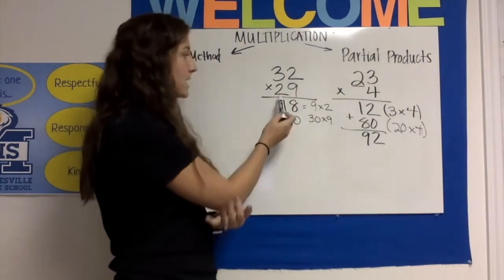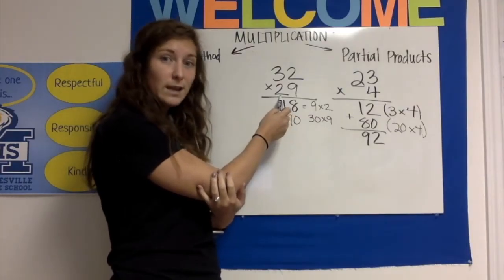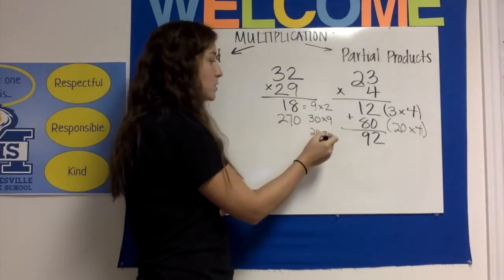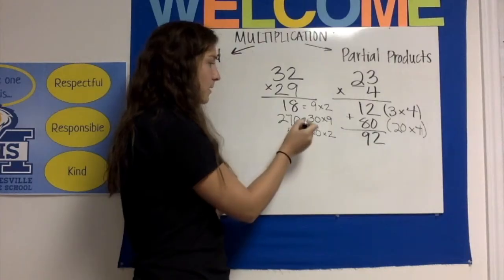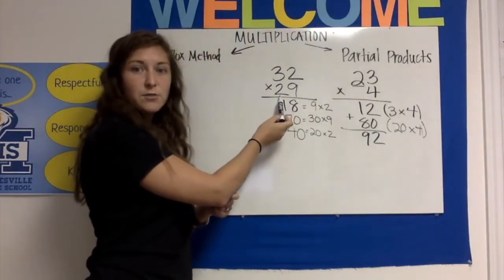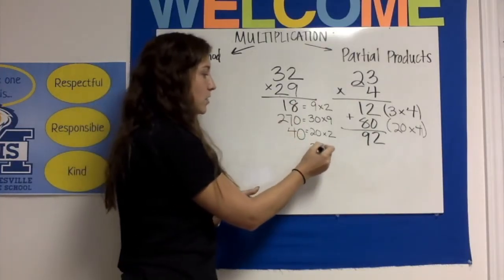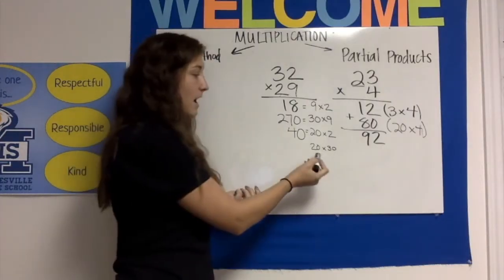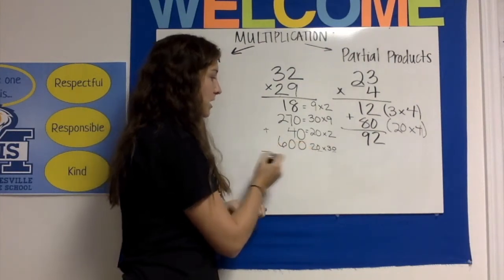I've got to move on to my 2 right here, but that 2 also has a value of 20 because it's in the tens place. So we have to do 20 times 2, which is 40. And last but not least, we have to do both of our values that are in the tens place. 20 times 30. So 2 times 3 I know is 6. I have those 2 zeros I have to add, so that would be 600.